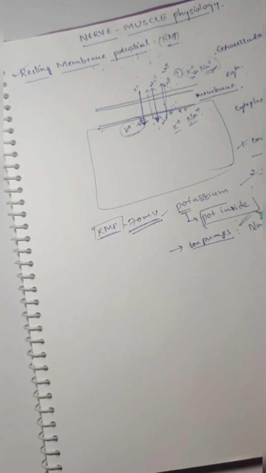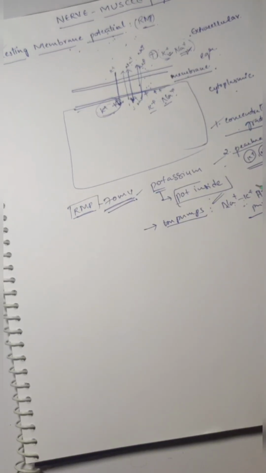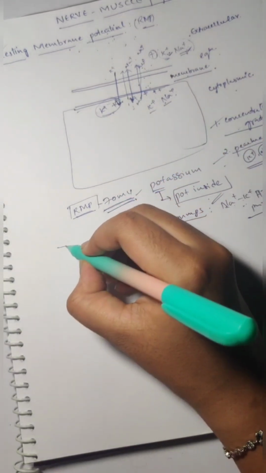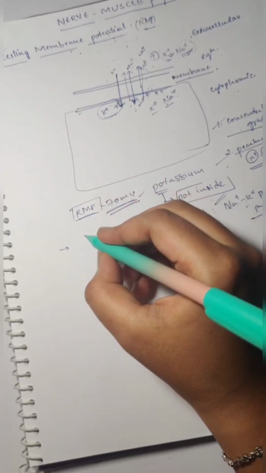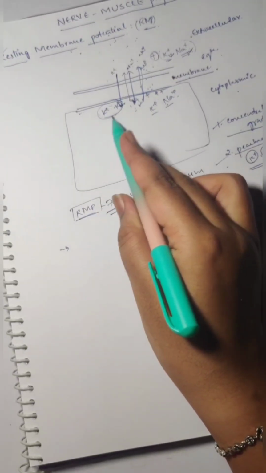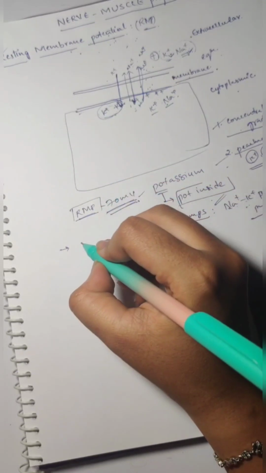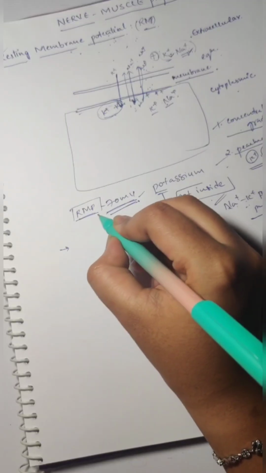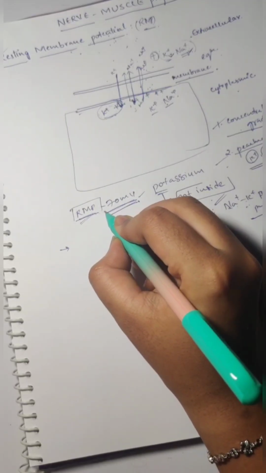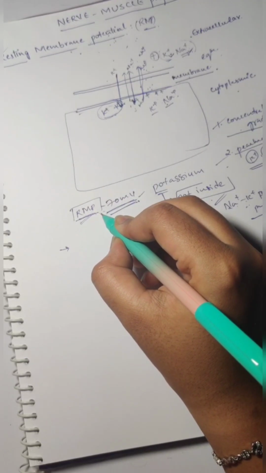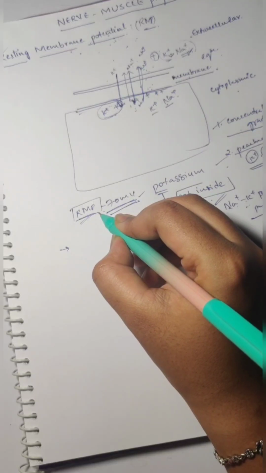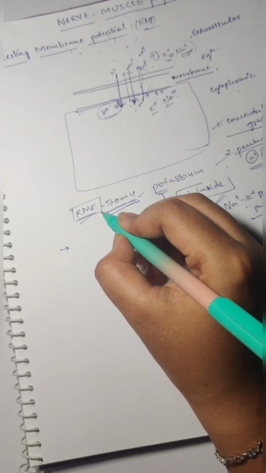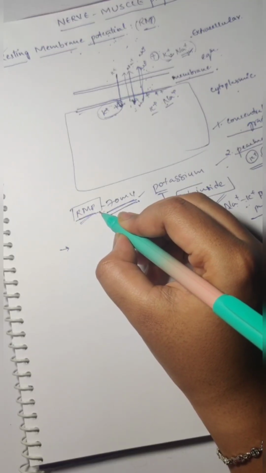Because of the sodium potassium pump, right? We calculated individually the resting membrane potential of potassium. Potassium is almost equal to the resting membrane potential of the whole nerve. That is, potassium is responsible for the resting membrane potential.